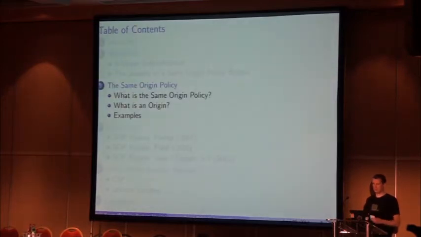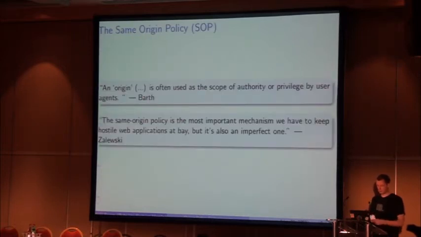Okay, let's think about what the Same-origin policy is. I'm going to explain it for a bit. So Adam Barth said, an origin is often used as the scope of authority or privilege by user agents. Or Michal Zalewski said, the Same-origin policy is the most important mechanism we have, but it's also an imperfect one. Okay, that means the Same-origin policy is the foremost access control policy in the browser. And it controls how JavaScript accesses resources in the document, and it grants or denies access.